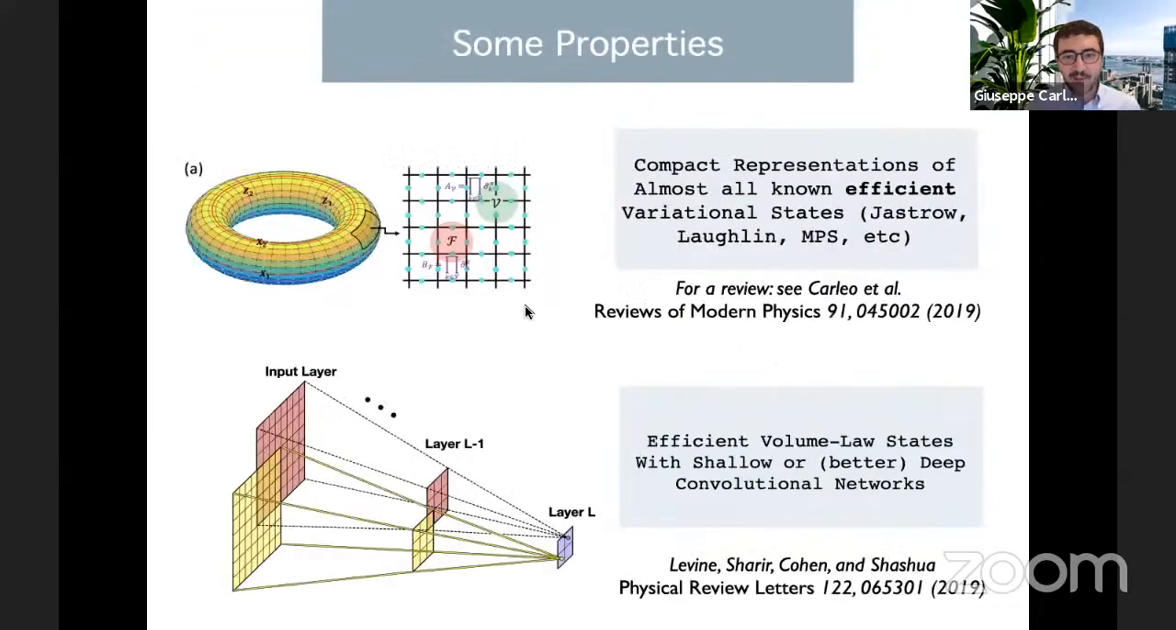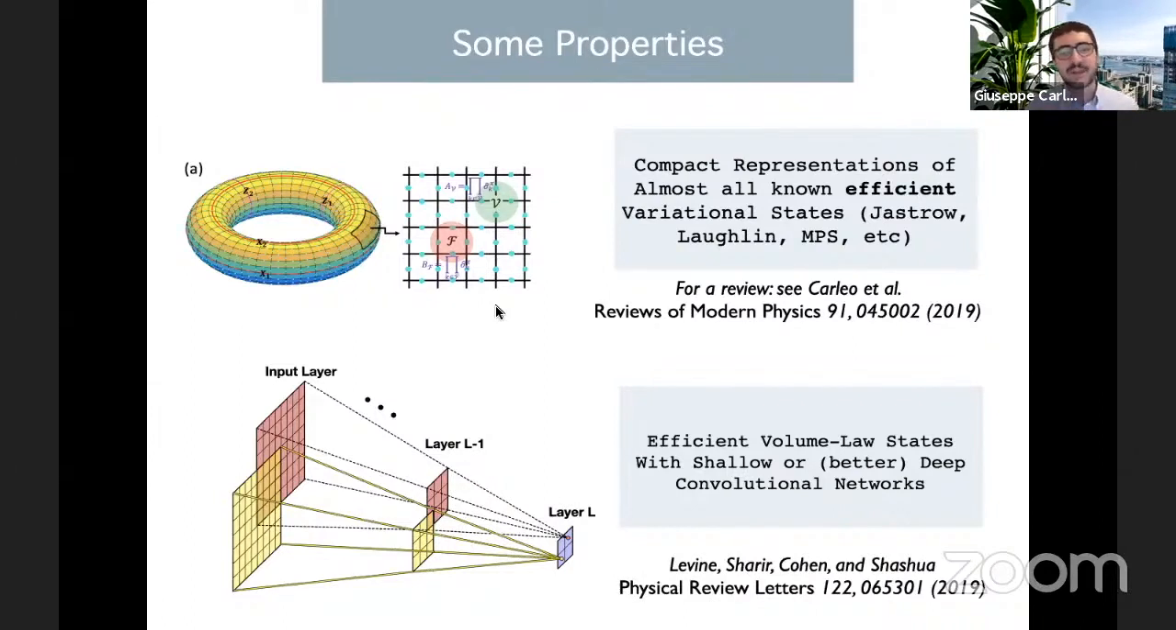So I won't have much time to discuss the general properties of these states, but you can have a look at some of the recent results in this review that we wrote last year. But essentially, the main message is that if you have some historically known variational states, for example, variational states like the Laughlin wave function used to describe topological properties of matter, or even Slater-Jastrow wave functions, those are known to support compact representations in terms of these neural nets. So these are also a way to connect to previous physics-inspired wave functions that have been introduced to describe some specific phenomena.